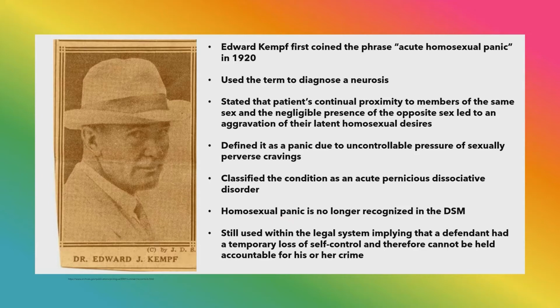Homosexual panic, as I stated before, is not recognized in the DSM anymore. It was removed in 1973, but it's still used within the legal system, implying that a defendant had a temporary loss of self-control and therefore cannot be held accountable for his or her crime.